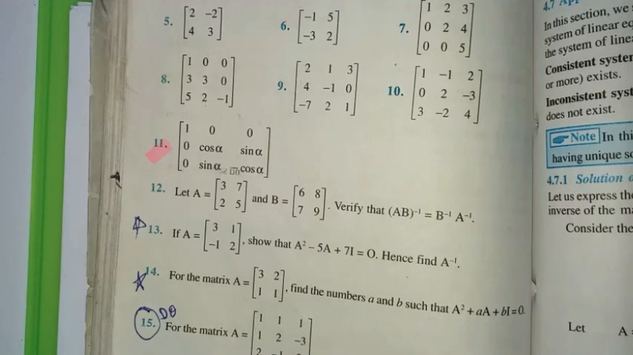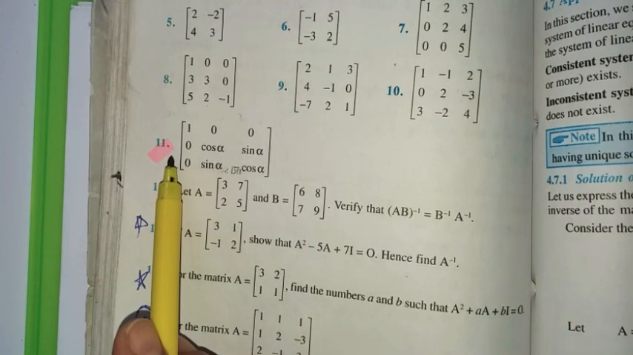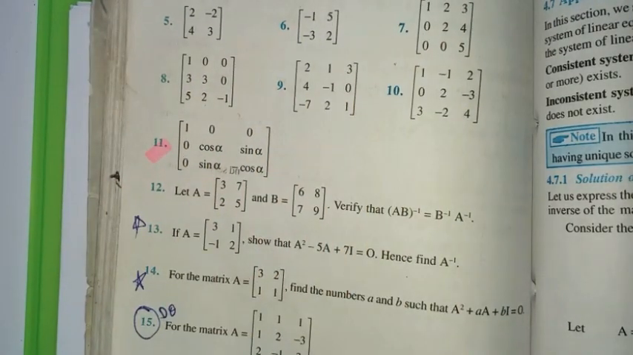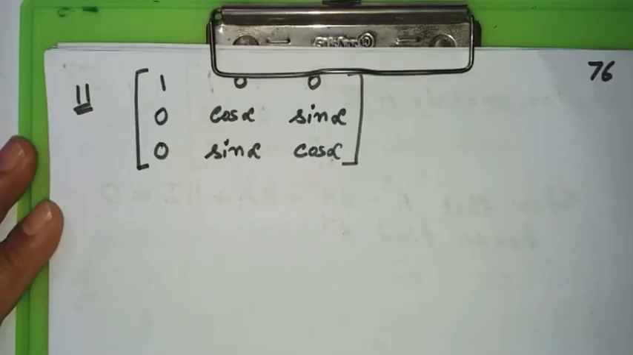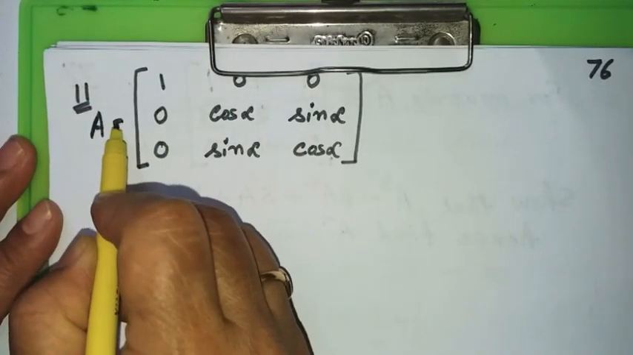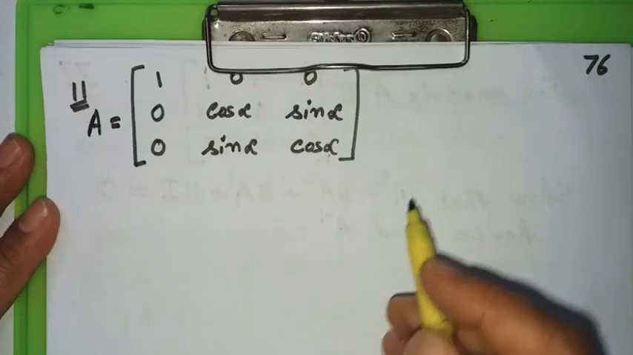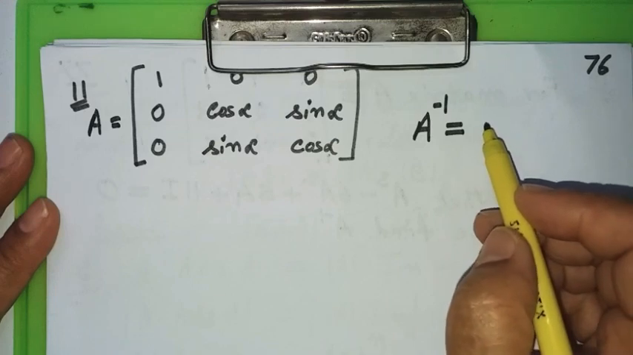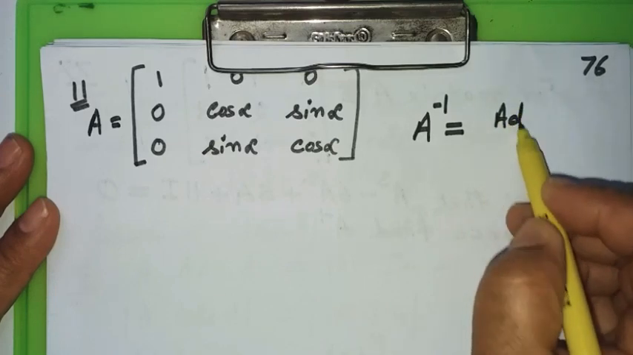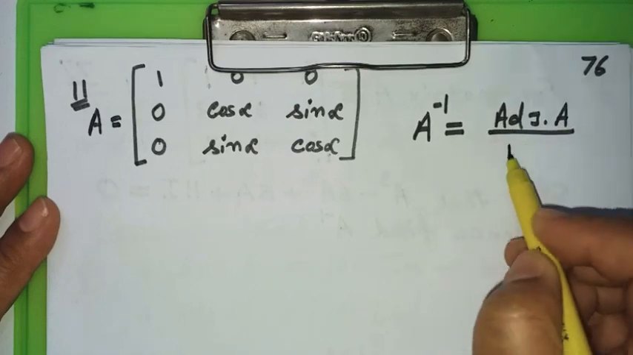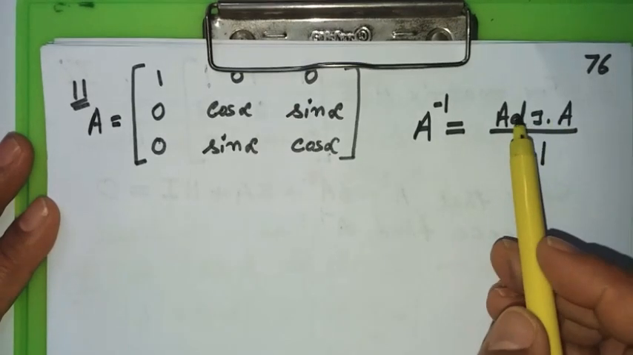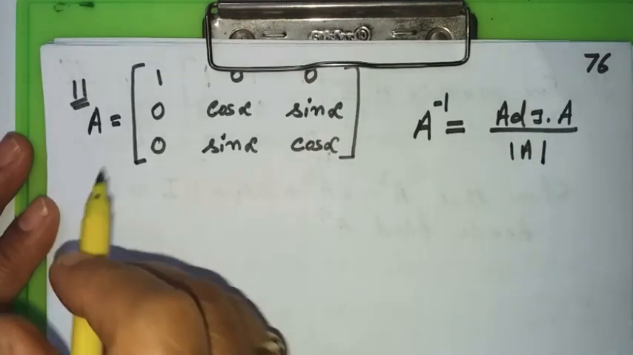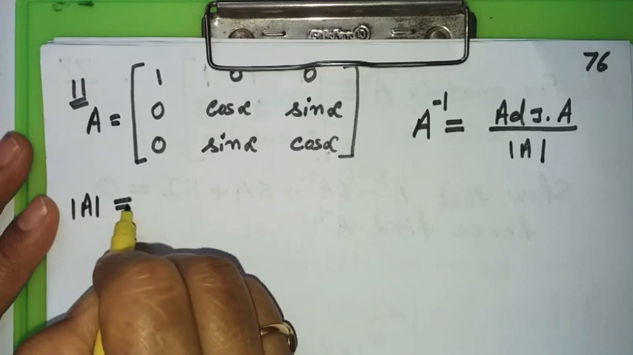Now let us move to question 11. Question 11 says that you have to find the inverse of the matrices from question number 5 till question 11. So let us do question number 11. This is the given matrix. Let us call it matrix A. Now let us recall the formula of inverse. We have studied in the last theorem that A inverse is nothing but adjoint of A divided by determinant of A. So we have to again find the adjoint matrix and we also have to find the determinant of this matrix A. First let me find the determinant of this matrix A.